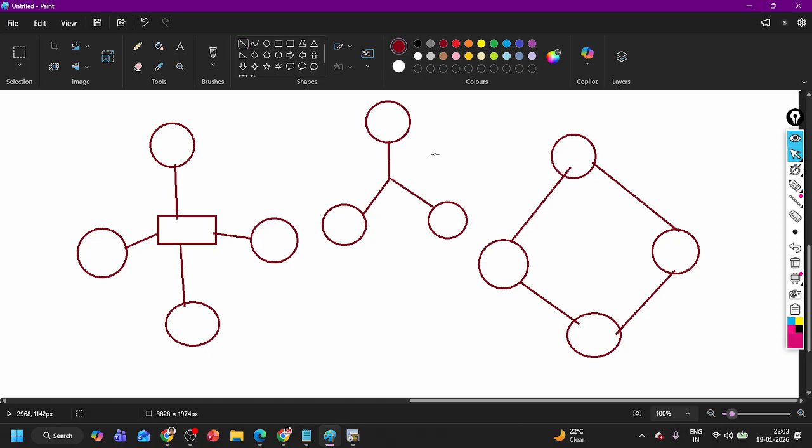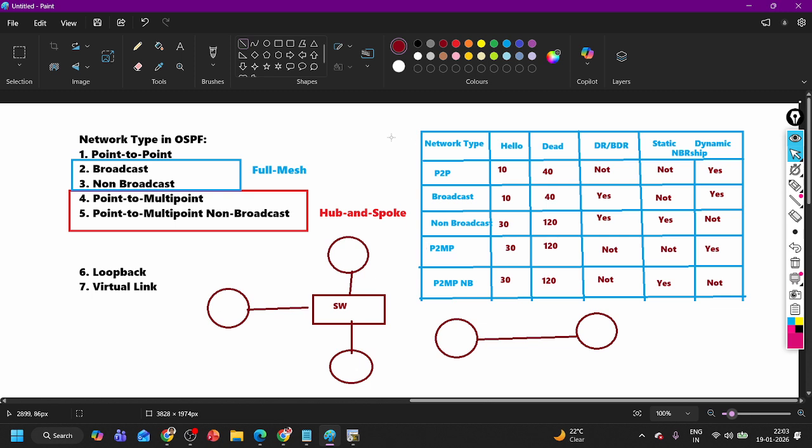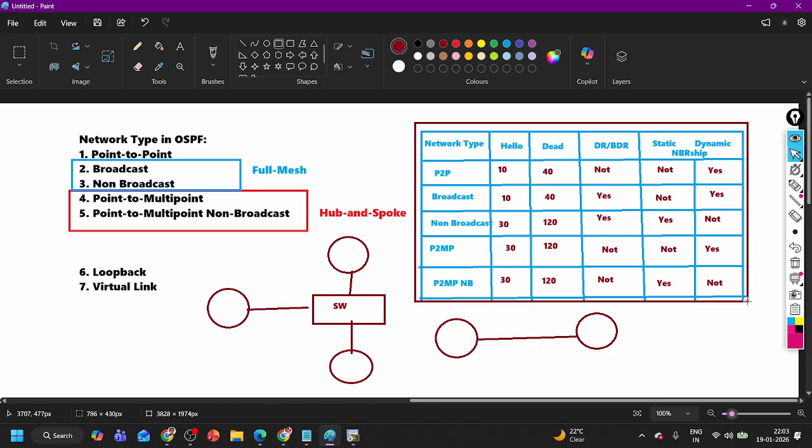Point to multipoint or point to multipoint non-broadcast. Right? So the OSPF network type depends on the design, how I have designed and how I have connected the devices physically, right? It depends on topology. Topology is what? Physical connectivity of devices is topology. And the OSPF network type also depends on topology.